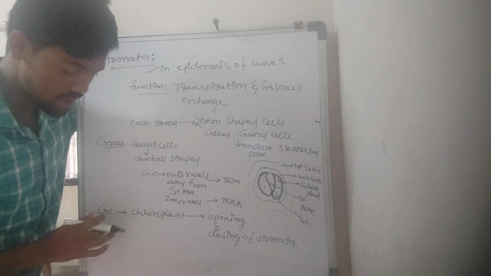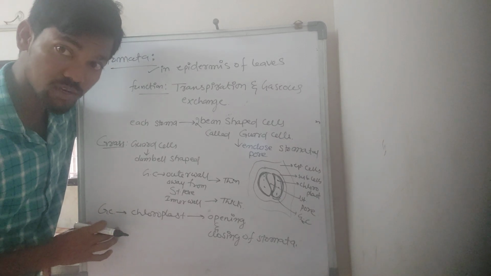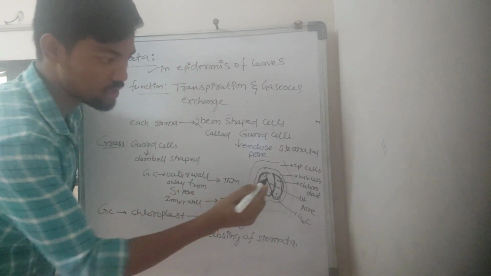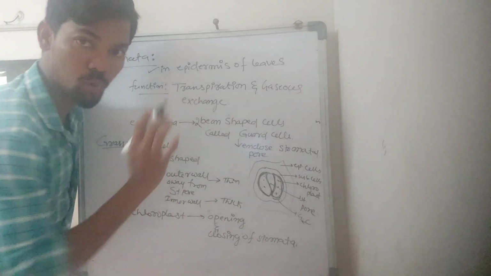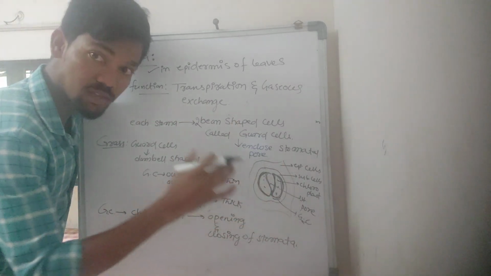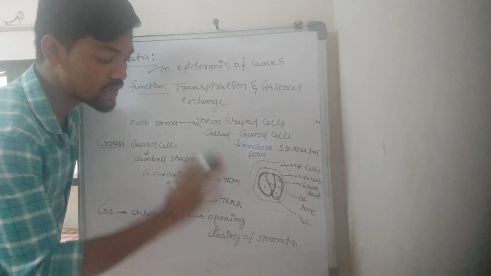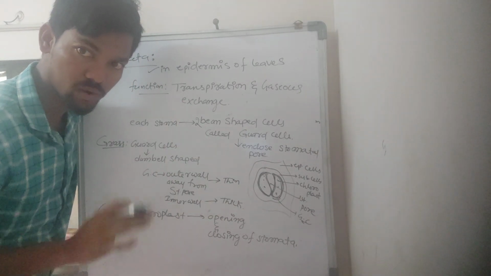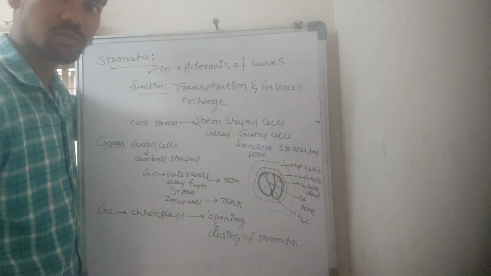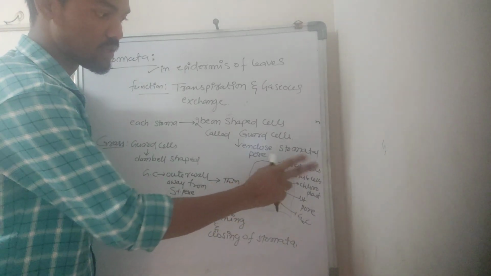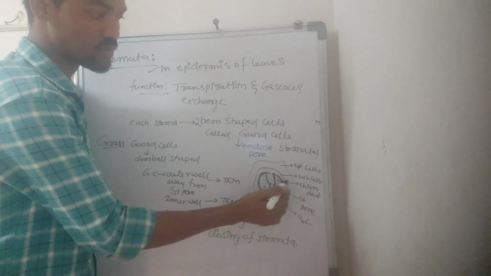In the guard cell we have some dotted structures. These dots are chloroplasts. These chloroplasts help in the opening and closing of the stomata. These are the main concepts. This one is the epidermal cells, and this one the subsidiary cells.